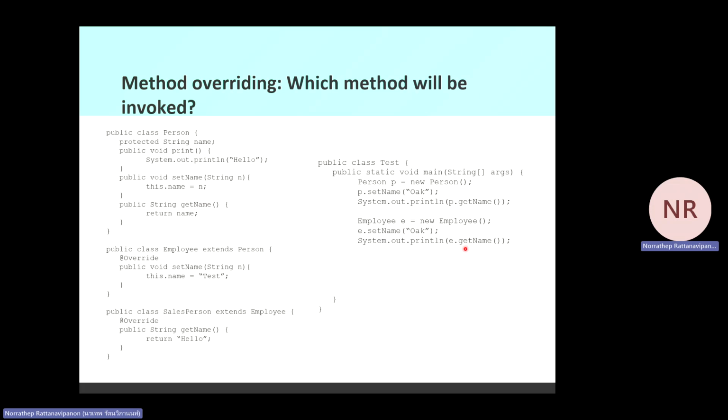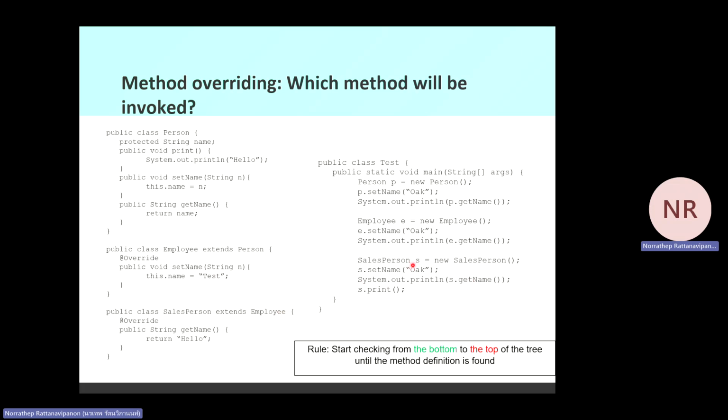When it does get name, this one, it doesn't change the behavior of get name, so it doesn't override the get name method. But it still can access the get name method, due to inheritance. Since it's a subclass of the person superclass, it can access get name, which just returns the name. Currently the name is test. This line will return test.